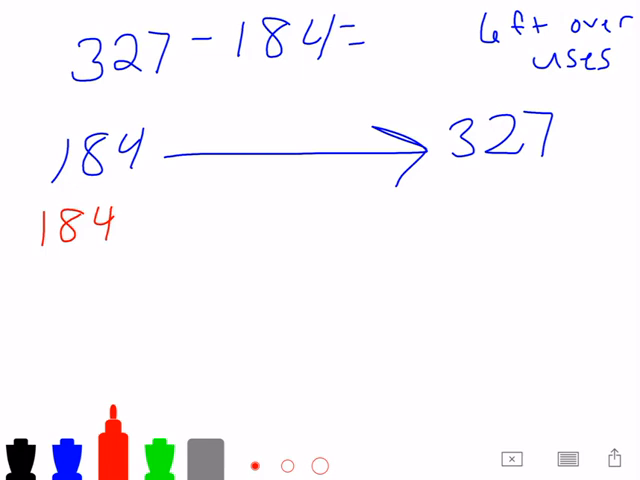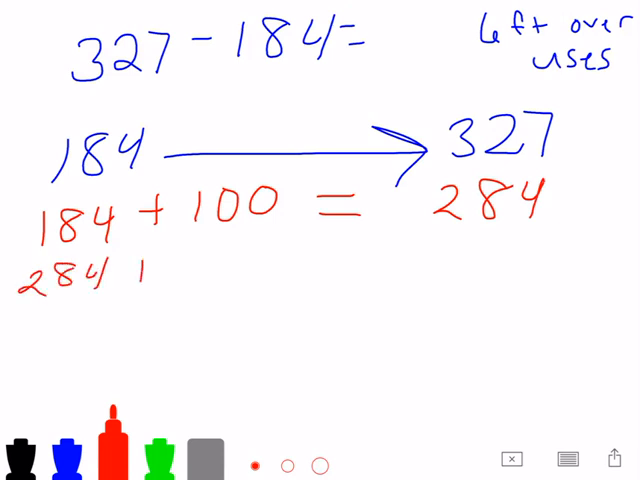I know if I add 200 to 184, that's going to get me to 384, which is too much. So I'm just going to add 100 to 184, and that's going to get me to 284. Now I'm going to take 284, and I want to make that a friendly number, so I'm going to add 6 to it. Because if I add 6 to 4, that's going to make it 10, so it's going to make it 290.